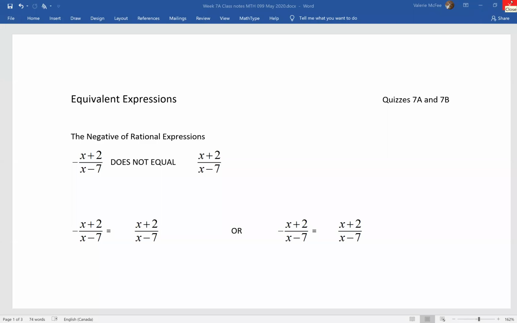Okay, I know that quizzes 7A and 7B contain a few questions we didn't talk explicitly about in the lectures, so let's look at those here. The first thing we want to do is talk about the negative of rational expressions. We did talk briefly about the negative of rational expressions, but let's take a look at this one more time.